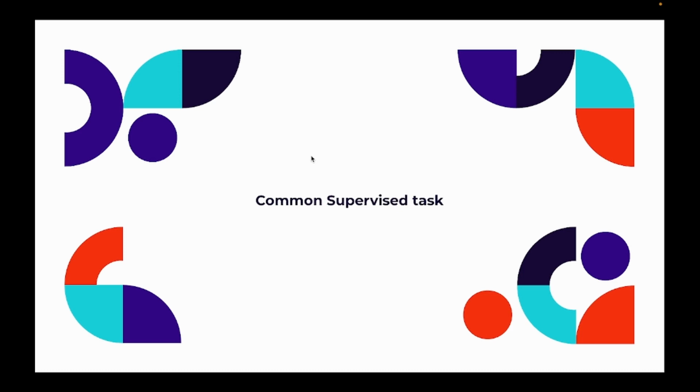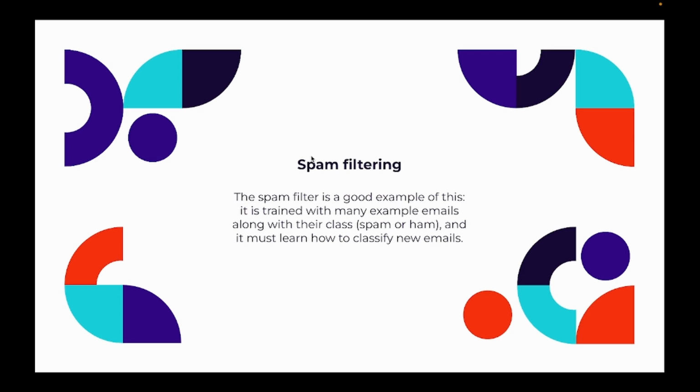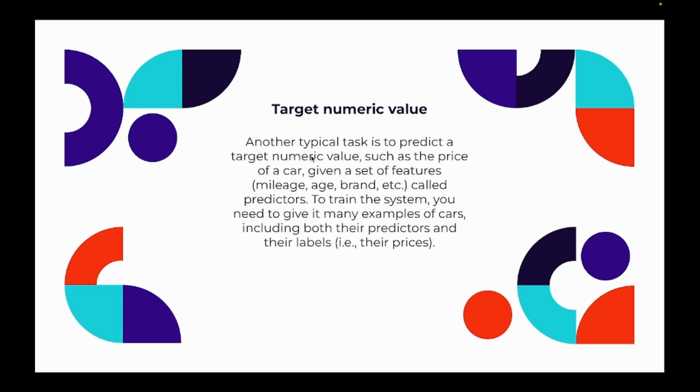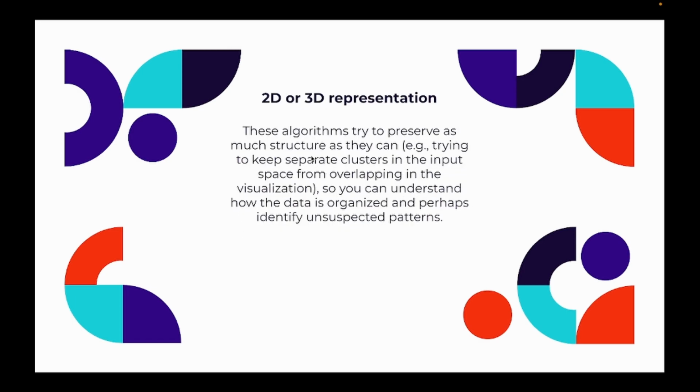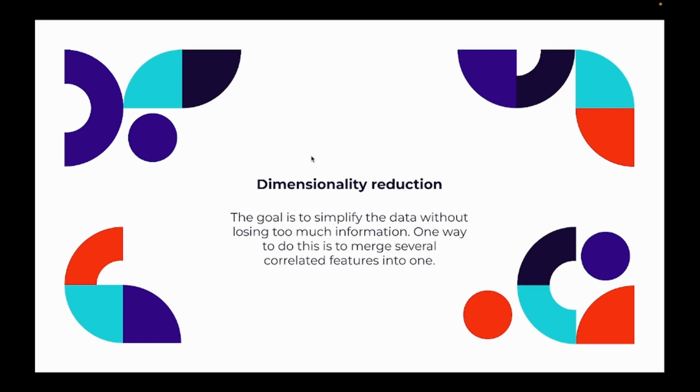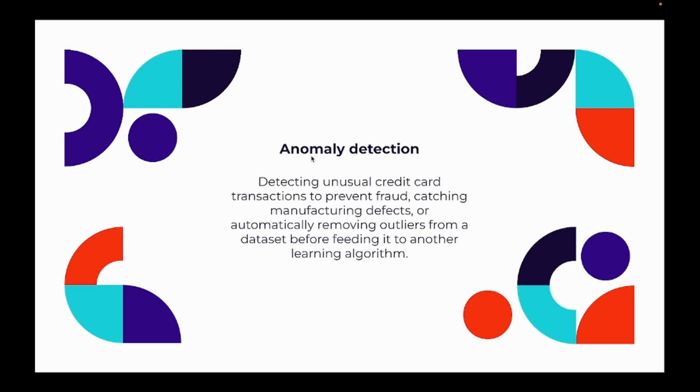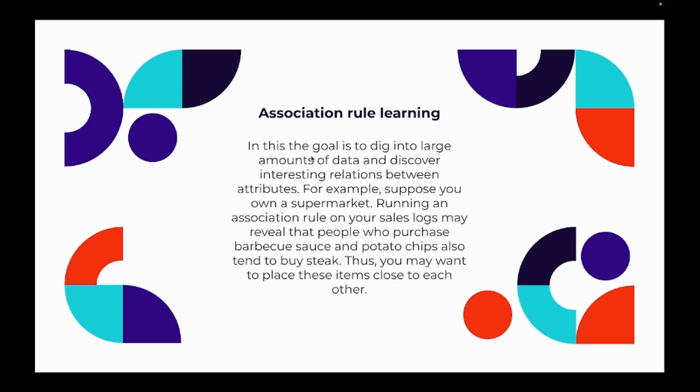The common tasks done under these types of learning can vary. For example, the common tasks performed under supervised learning are spam filtering and predicting a target numeric value, for example the price of a car or the stock market. Some unsupervised learning tasks are blog visitors, 3D representation of data, dimensionality reduction, which you can read about in the slide and which means the goal is to simplify the data without losing too much information, anomaly detection, and association rule learning.